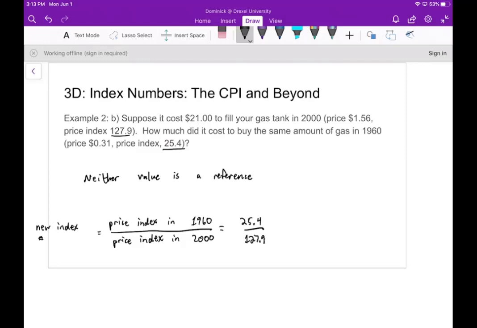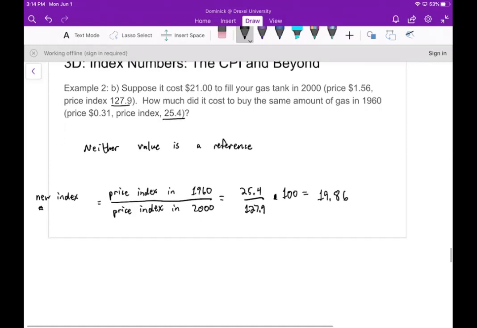All right. So if we calculate this, I need to do 25.4 divided by 127.9, and of course, if I want to multiply it by 100, let's do that. So then we'll get that this is 19.86 roughly. All right, which essentially says that in 1960, prices are about 19.86% of what they are in 2000.